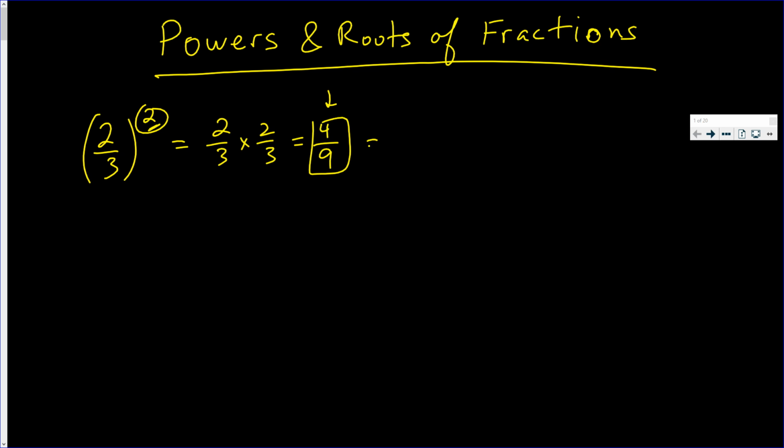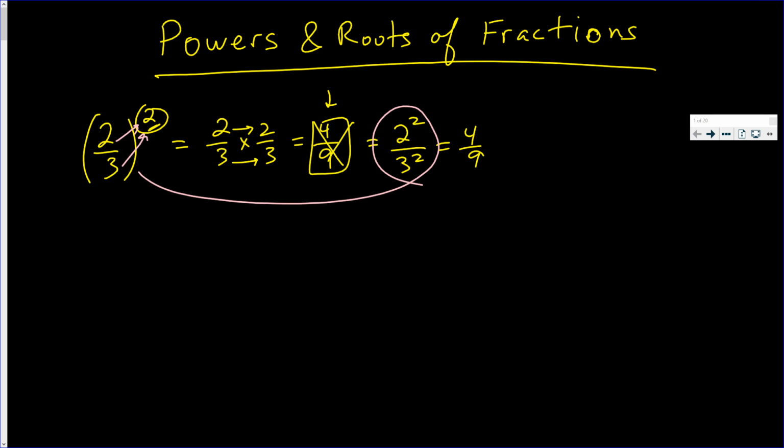Well, just ignore that for a moment. Make believe it's not there. So you have 2 times 2, which is 2 squared, and 3 times 3 is 3 squared. And yes, that's 4/9. The point I'm trying to make is you square the 2 and the 3. That is, you can go right to this. In fact, you can even ask yourself two questions. What's 2 squared? And what's 3 squared? And be done.